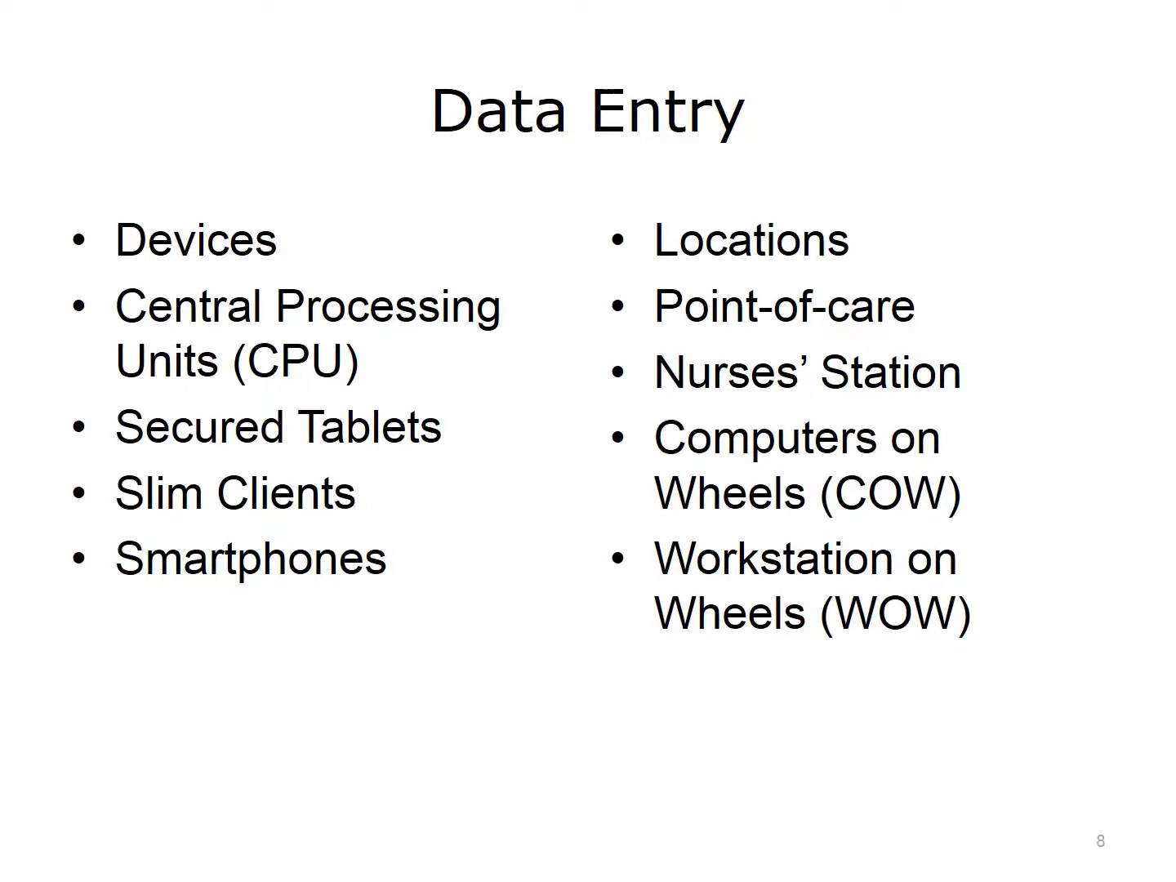If wireless devices are not used, the locations for data entry include computer stations in the patient's room, in a hospital, or in the exam room in a doctor's office, a central location such as the nurse's station, or computers on carts that can be wheeled around from room to room. The carts are referred to as COWs or WOWs, which are abbreviations for computers or workstations on wheels.